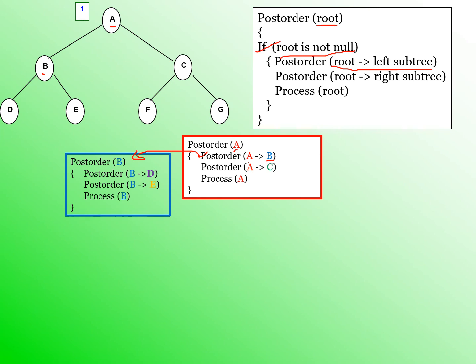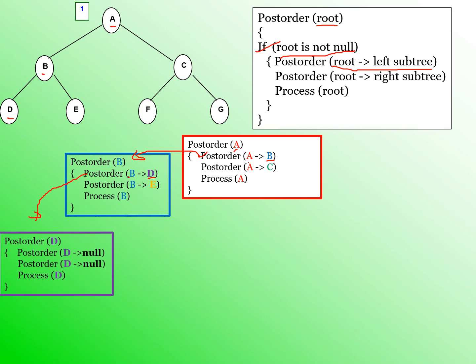Then, post order B, referencing to the left subtree. So, the left subtree is B. So, tinawag niya ang sarili niya, post order B. Okay? So, the root this time is D. Is D not null? So, true. Then, post order root referencing to the left subtree. So, our root is D, referencing to left is null. Okay? So, tinawag ang sarili niya, post order null.